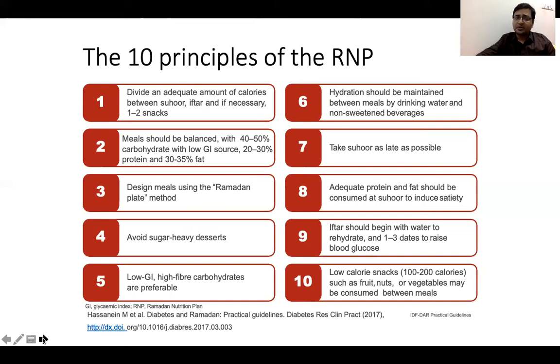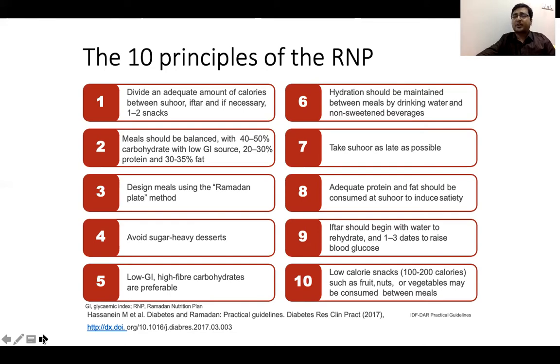Meals should be balanced with 40 to 50% carbohydrate from low GI sources, 20 to 30% protein, and 30 to 35% fat. Design meals using the Ramadan plate method. Avoid sugar-heavy desserts. Low GI, high fiber carbohydrates are preferable. Hydration should be maintained between meals by drinking water and non-sweetened beverages. Take suhoor as late as possible.